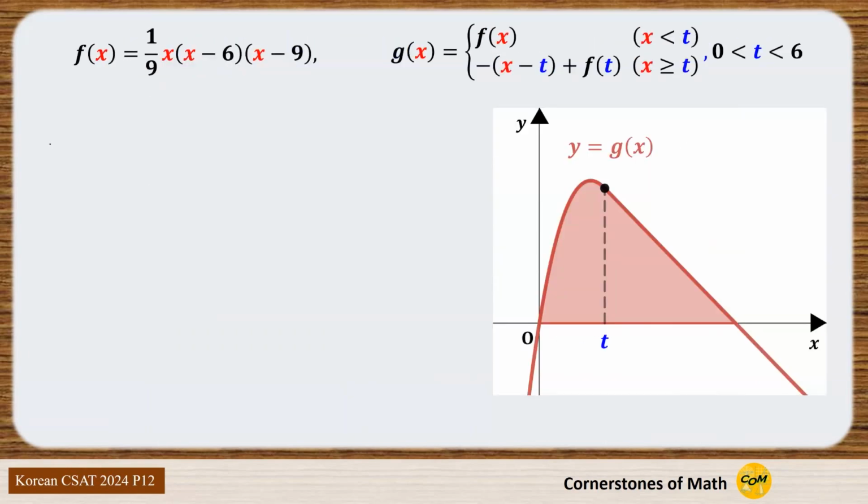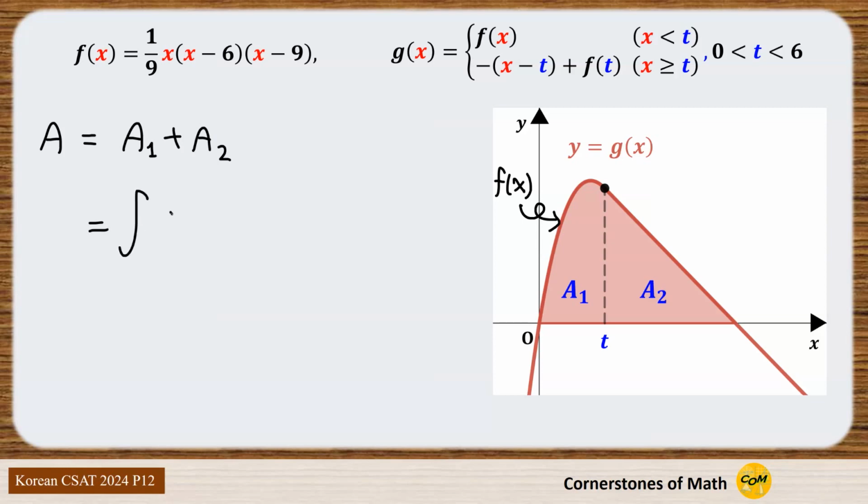As you can see, the entire area of the shaded region, which we will call A, consists of 2 regions divided by x equals t, which we will call A1 and A2. On the left side, the function is f(x). Therefore, area A1 can be obtained by integrating f(x), where x changes from 0 to t. On the right side, the function is this straight line.